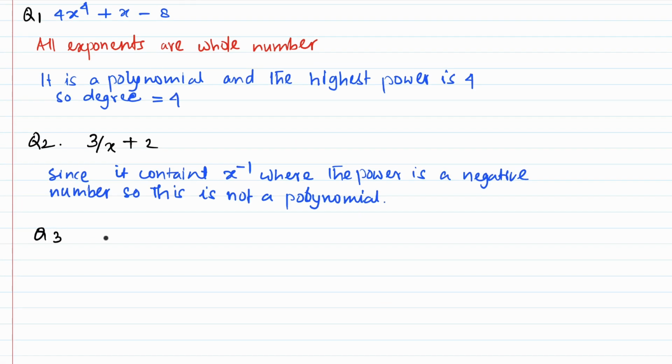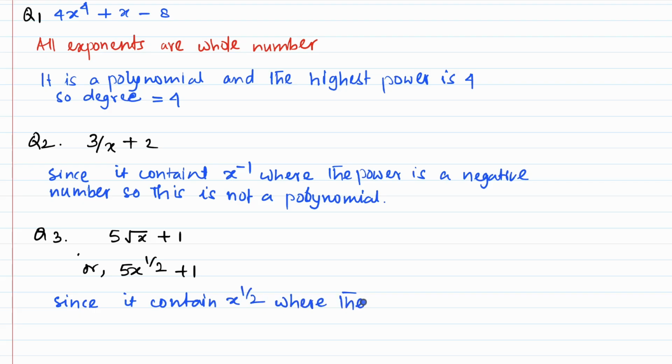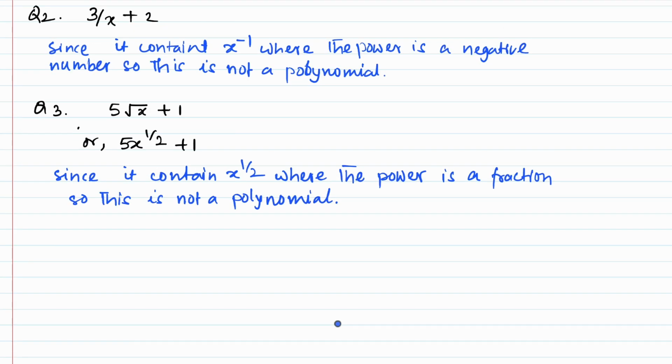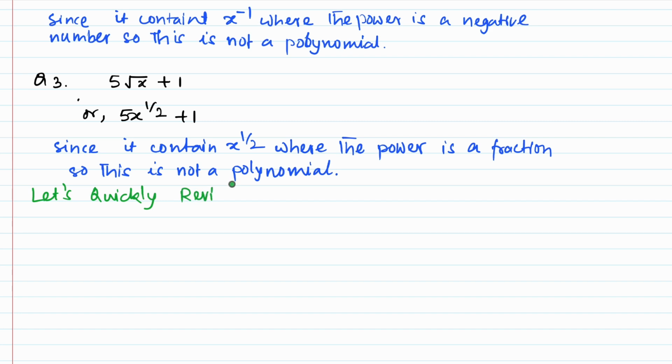Question 3: 5 root over x plus 1, or 5 x to the power half plus 1. Since it contains half as the power of the variable x, which is a fraction and not a whole number, this is not a polynomial. With these examples we can quickly identify what are polynomials and what are not, and if it is a polynomial, what its degree is.